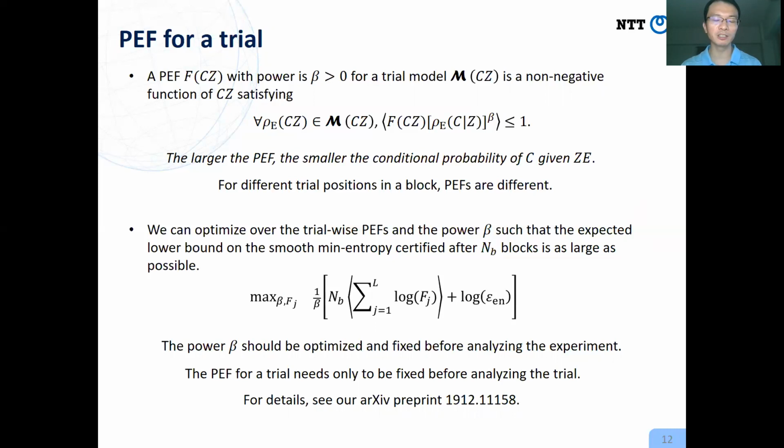For the blockwise spot-checking case, for different trials in a block, the models are different, so we will use different PEFs. In general, we can formulate the construction of PEFs as a numerical optimization problem. I will skip the details, but the main idea is that before the experiments, we can choose PEFs and the power beta such that the amount of randomness certified on average is as large as possible. Similarly, before each trial, we can adapt the PEF to be used for a trial by doing a similar optimization.